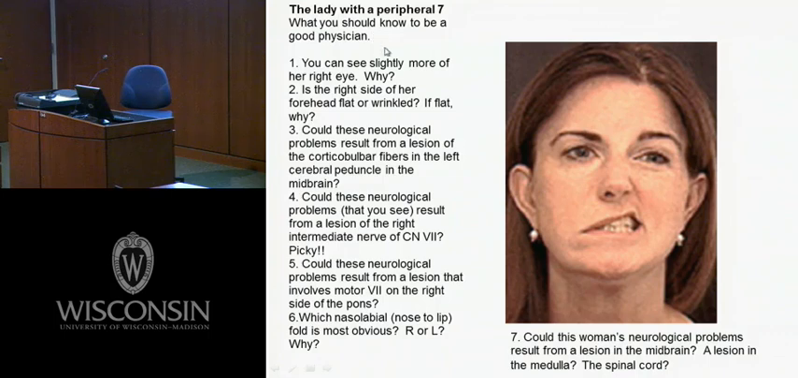What you should know to be a good physician. This could be probably the top thing of the first 5 slides that I want you to make sure you get. Although it's closely competing with the hemiplegic man. So know those two. All right.